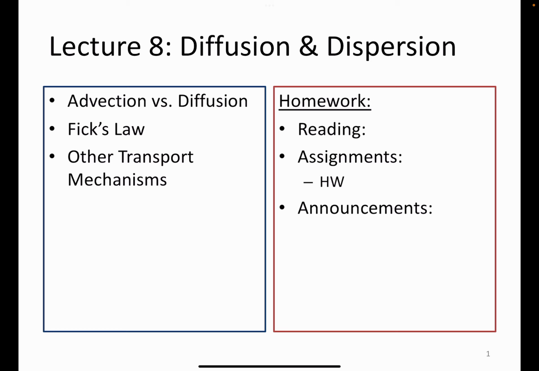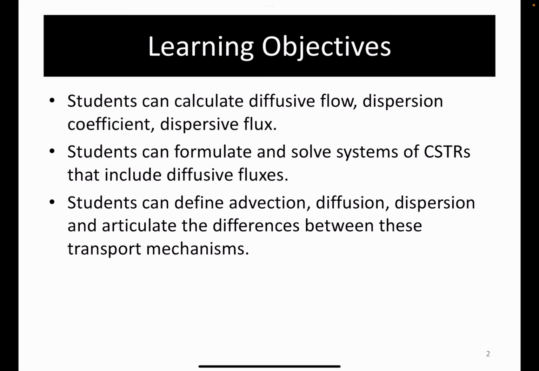We'll have some assignments coming up in class, and there is no announcement. The learning objectives of this class are to calculate diffusive flow, dispersion coefficient, and dispersion flux; formulate and solve a system of CSTRs that include diffusive fluxes; and define advection, diffusion, and dispersion, and articulate the differences between these transport mechanisms.